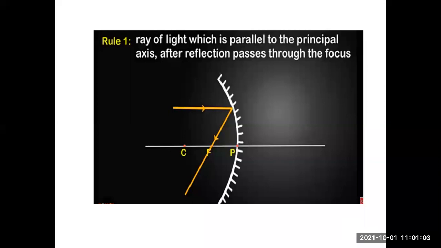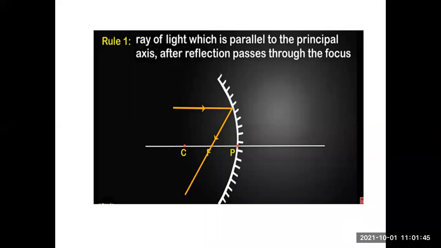So what this rule says: a ray of light which is parallel to the principal axis, after reflection passes through the focus. So this is the incident ray. How will you identify the incident ray? You will see the arrow on the ray. If the arrow is towards the concave mirror, from the atmosphere towards the concave mirror, that is your incident ray. It is parallel to the principal axis, the axis on which you are drawing CFP.